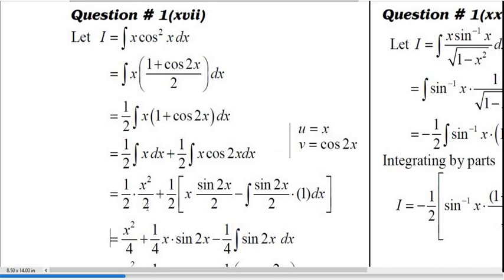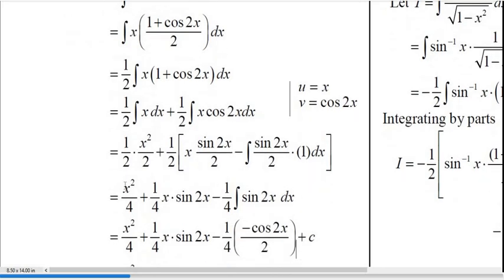Integration of x is x squared divided by 2, plus 1 by 2 as it is. Here we apply integration by parts. This function is an algebraic function and this one is a trigonometric function. We take the algebraic function as first function, which is x, as it is, integration of second, cos 2x, integration of cos 2x is sin 2x divided by 2, minus integration of second, which is sin 2x divided by 2, and derivative of first, which is x, and the derivative of x is 1.